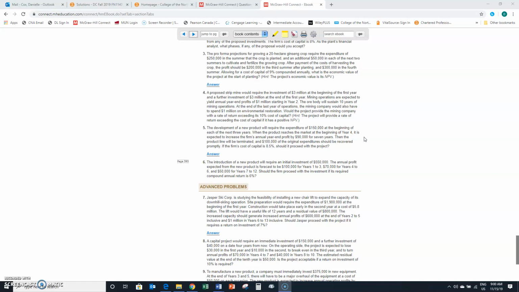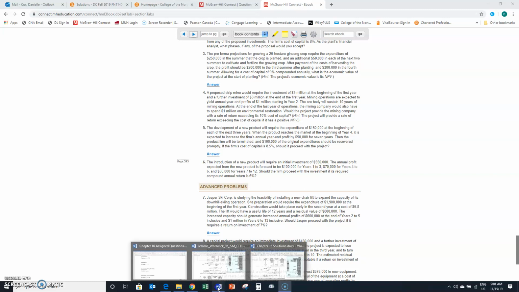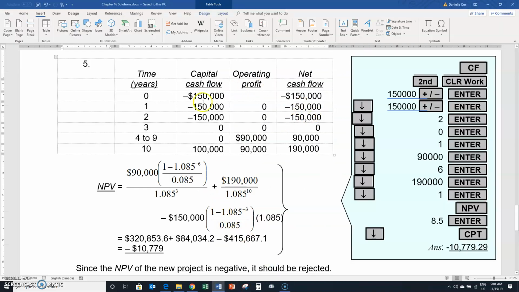So the rule is if the NPV is greater than or equal to 0, then it should proceed with the project. So we have to figure out the NPV of the project, and we do that. We've been introduced in this section to the cash flow and NPV worksheets. So that's what we're going to use. You can use formulas still, but again, I'm just going to go over the worksheet.